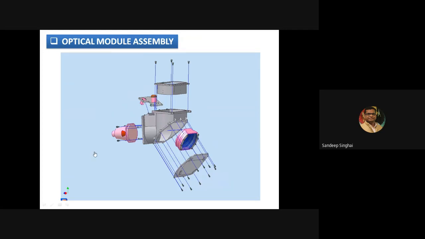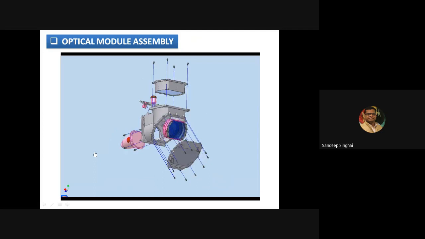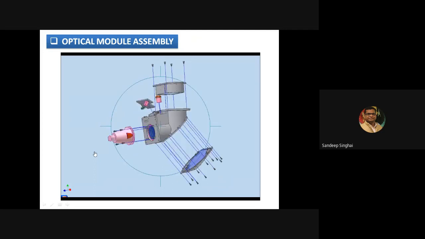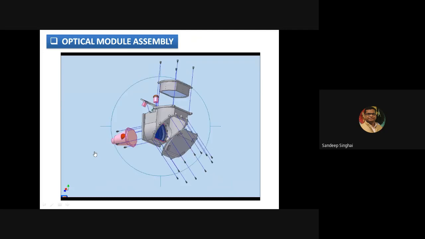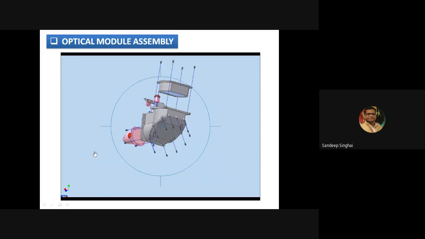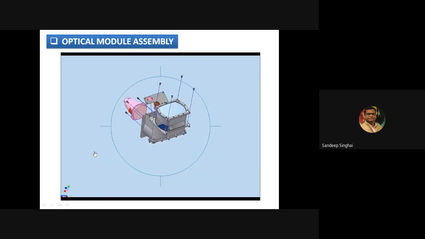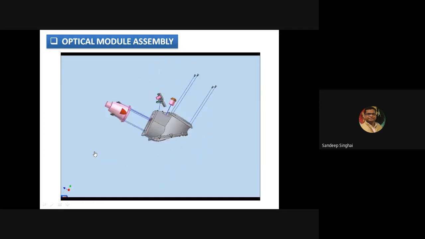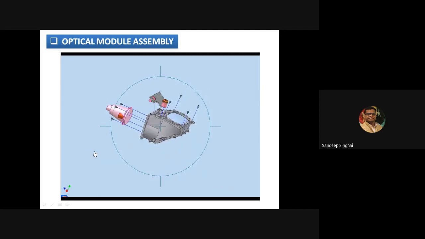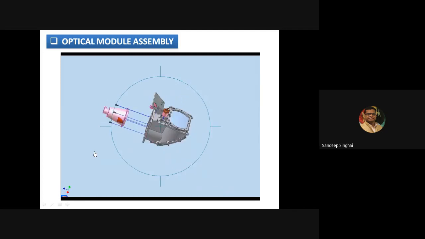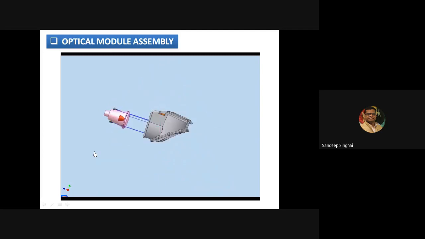Then this is a CAD model of the optical module assembly. The CRT is fitted at the back, and then folding optics obviously has a mirror role to play. And in this folded optics, the CRT is focused on a mirror, and then it is folded back towards the top. Desiccator is basically for moisture related issues.